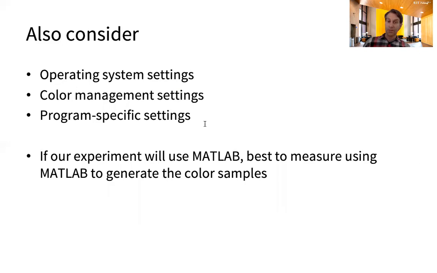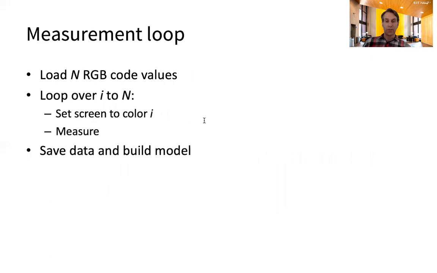For example, if our experiment will use MATLAB, it would be best to measure using MATLAB to generate the color samples. This is also handy because with a programming language like MATLAB, it is easy to set up a measurement loop to do a long sequence of measurements. The measurement program would look something like this. You load n RGB code values, and you loop over i, n times. In each loop, set the screen to color i, then measure it. Keep doing this until all the colors have been measured, and then build the model.